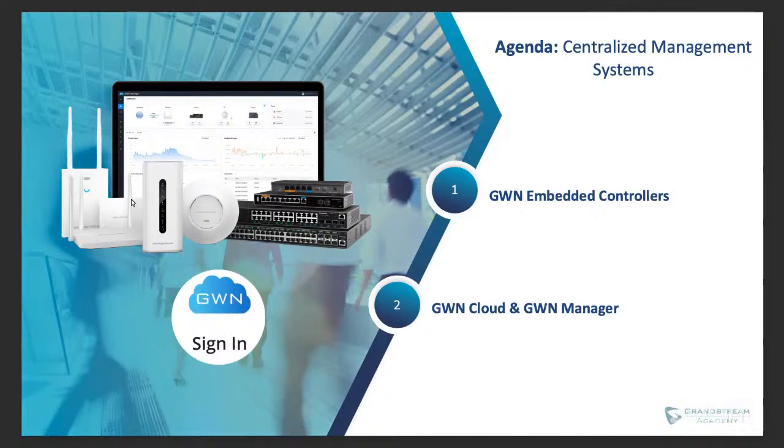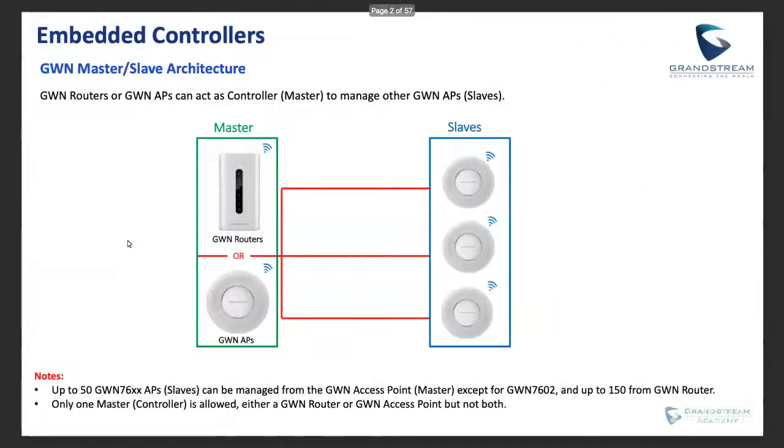So first of all, we're going to start with GWN embedded controllers. What is an embedded system? Well, an embedded system is a device that relates to microchips or microprocessors, the little computer inside of it that does some functions. So what are the functions of the embedded controllers? Think about a little computer in your device.